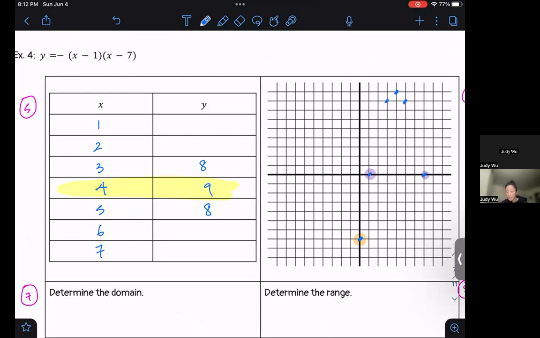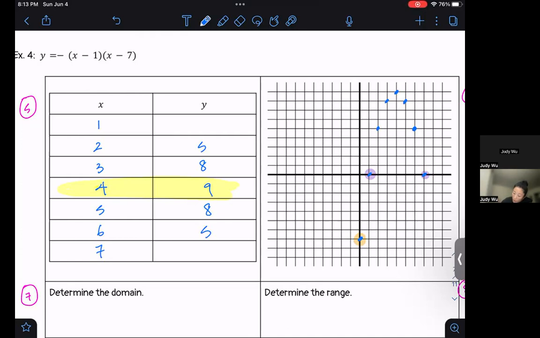All right, I plug in 6. Let's see what I get. 6 minus 1 is 5. And 6 minus 7 is negative 1. Negative 1 times 5 is negative 5, and with the leading negative, that gives 5. All right, so 1, 2, 3, 4, 5, and 1, 2, 3, 4, 5.